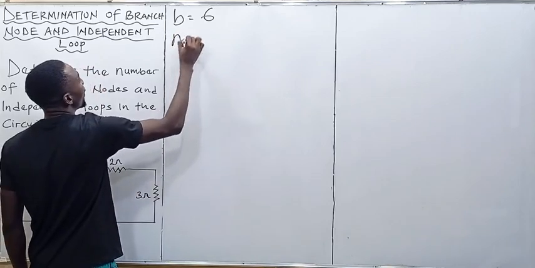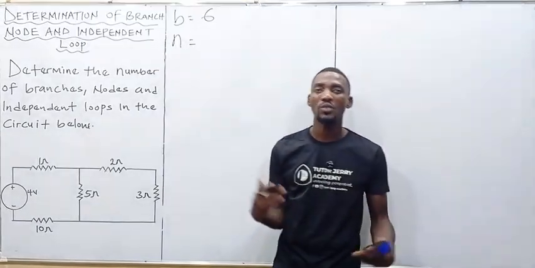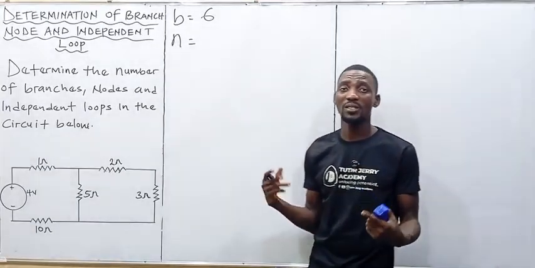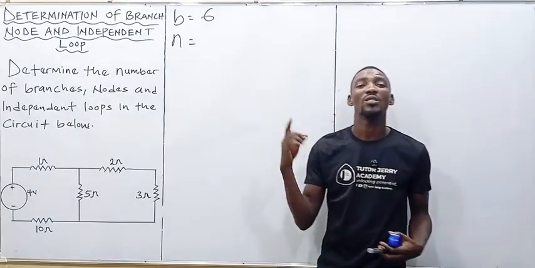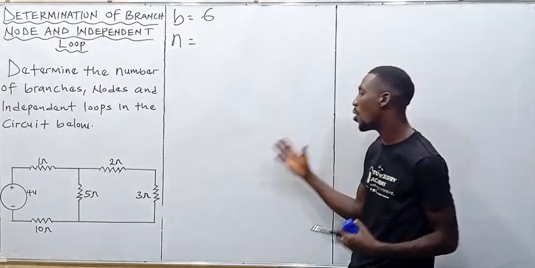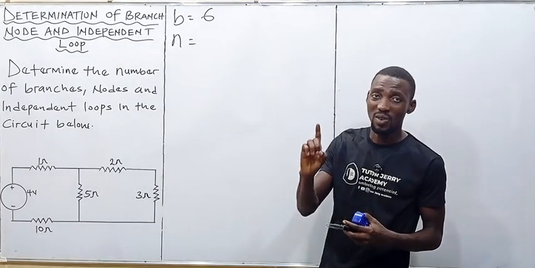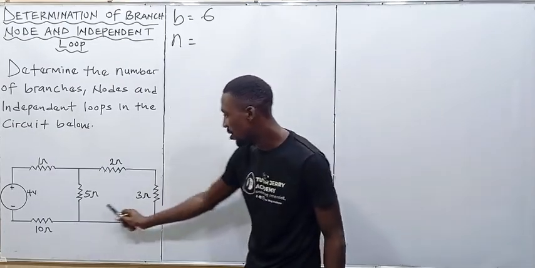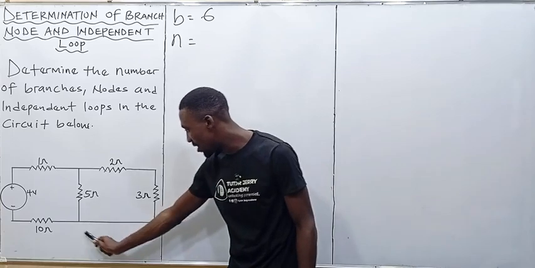All right, so let's go for our node. Now, a node is a connection between two or more branches. Or some textbooks say a node is a connection point. And I told you, don't forget that if we have a single wire or a short circuit that is connecting two or more branches together, such a node will be treated as a single node. If you look at this part of the wire, that is of this short circuit, you see it's connecting 3 ohms and 5 ohms.